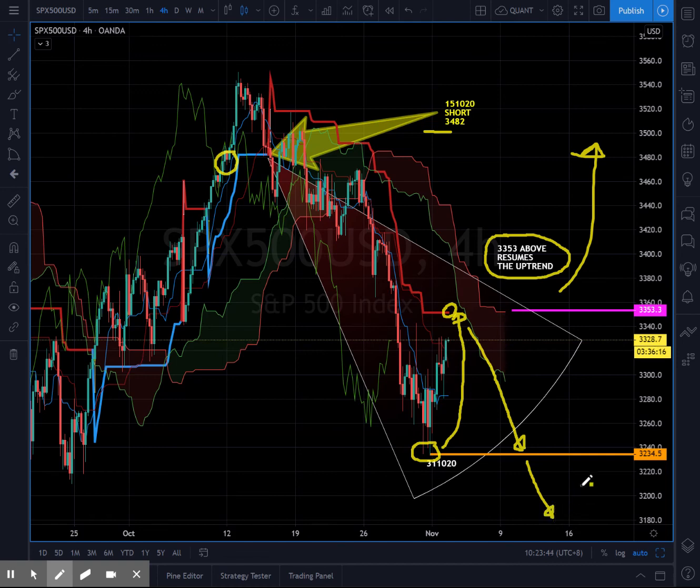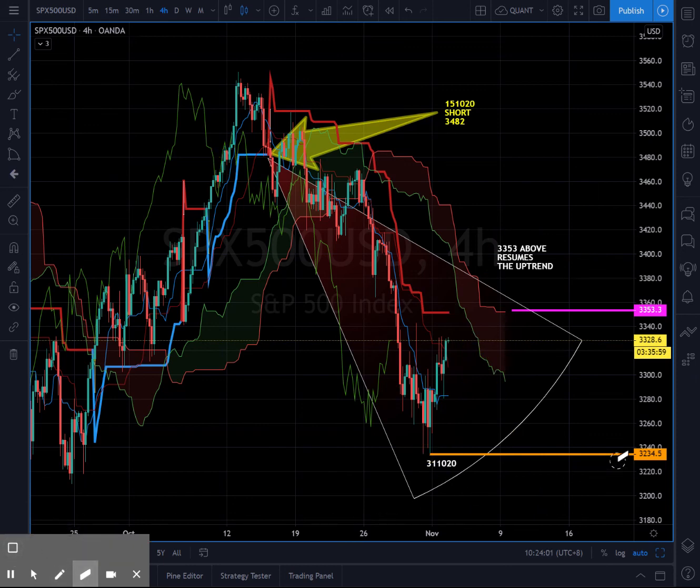Now, this is important to note, especially in view of the volatility during the presidential elections, and it's going to be extremely volatile, as I mentioned, tomorrow. So take note of these levels as a summary. 3,234 points to the downside. And if we break above 3353, we will be able to resume a short-term uptrend.